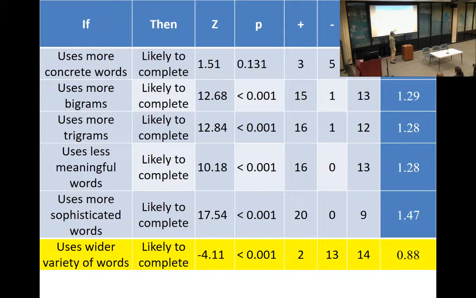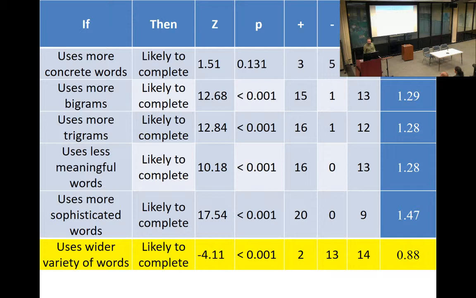Using a wider variety of words, more likely to complete, that was true in the original Crossley. And it was true in 2 of our courses, but it was not true in 13. So in other words, students who are rambling on lots of topics are not actually more likely to complete. And again, this can make face sense, but the published finding went the other way previously.